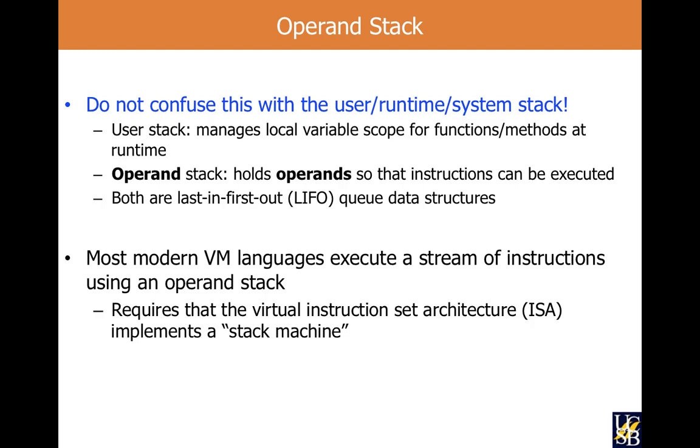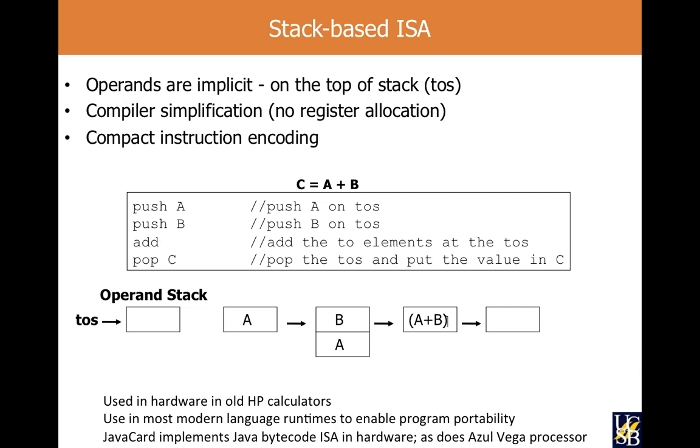In modern languages, the operand stack is typically used to execute a stream of instructions, and I'll show you what that looks like next. The virtual representation of the architecture, the virtual architecture that the instruction set represents, is called a stack machine. So in this example, we have a series of instructions that implement the source instruction C equals A plus B.